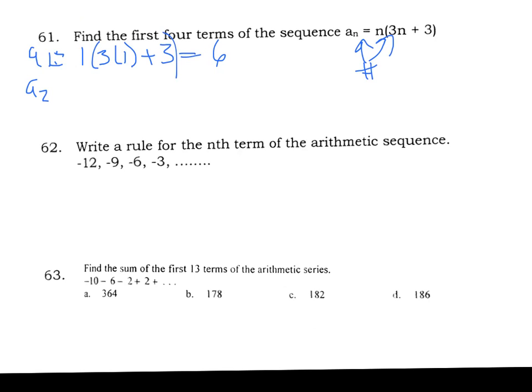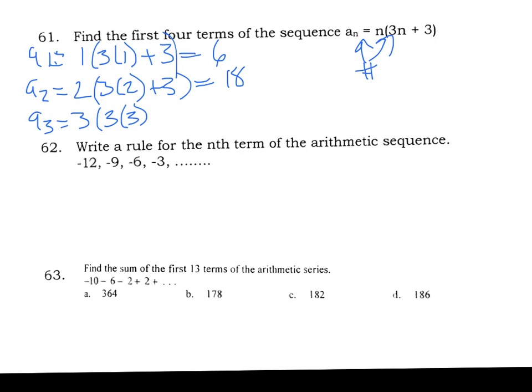A2, I'm going to do the same thing, but I'm going to put a 2 in for n. So 3 times 2 plus 3. So I'm going to get 6 plus 3 is 9 times 2 is 18. If I want the third term, I will plug in a 3. 3 times 3 plus 3. Dang, that's a lot of 3's. Okay, I'm going to get 27 plus 3 is 30 times 3 is 90.